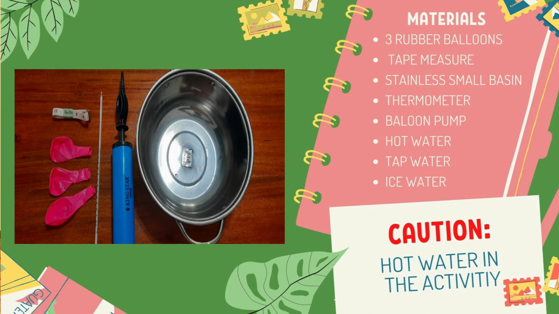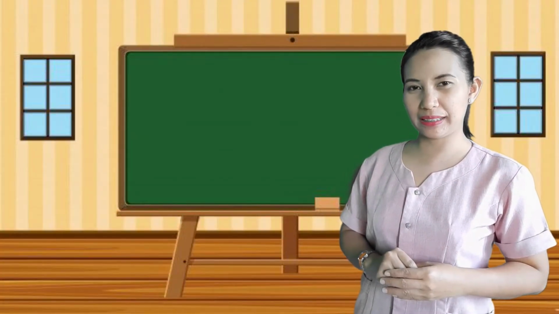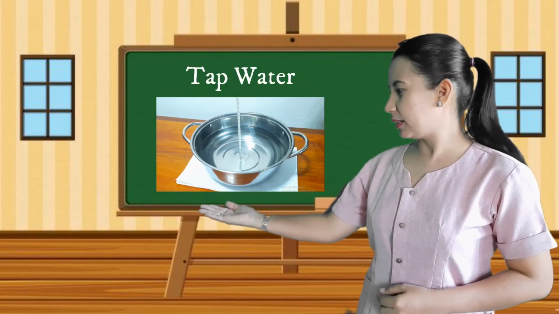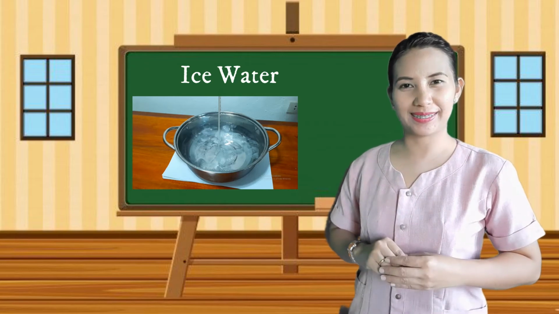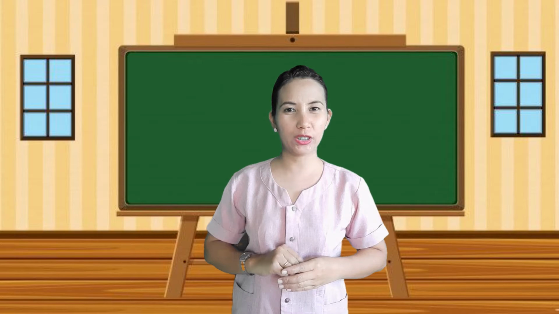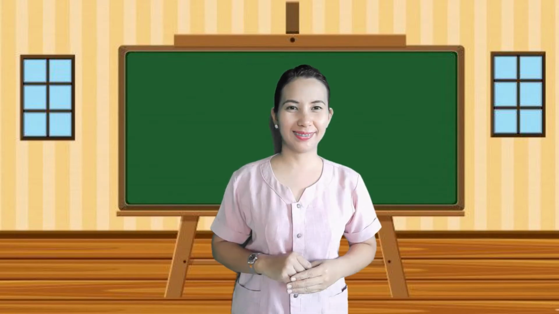These are the materials. In this activity, we will have three setups. First, warm water. Second, hot water. And third is the iced water. For these setups, we make sure that we have the same circumference of the three balloons.